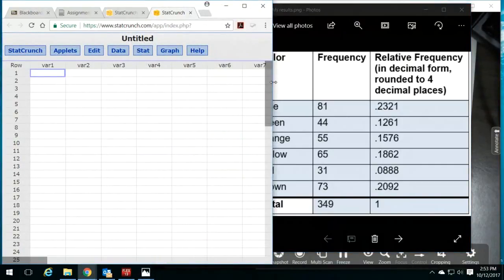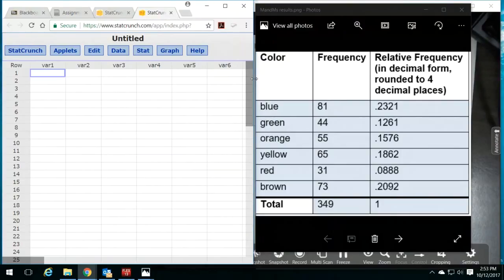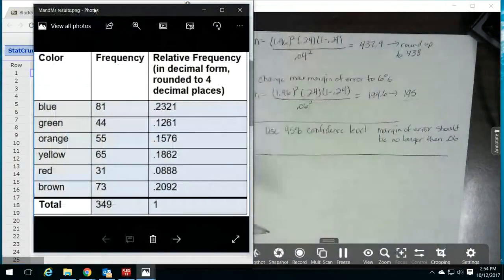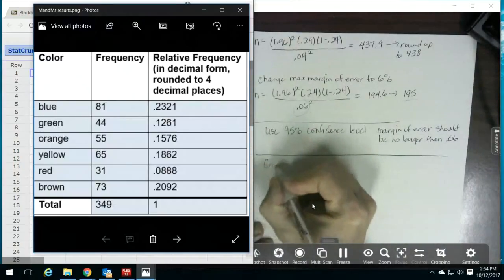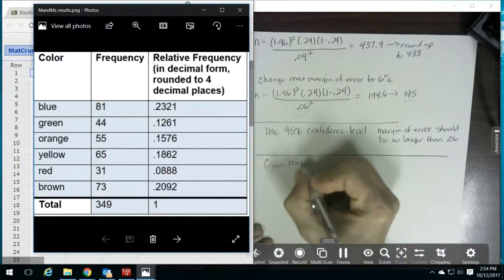Now, it doesn't say in the assignment anywhere that you actually have to calculate all this stuff by hand. It does give you the formula, but you can also use StatCrunch if you want to. Let's calculate the confidence interval for the green M&Ms.